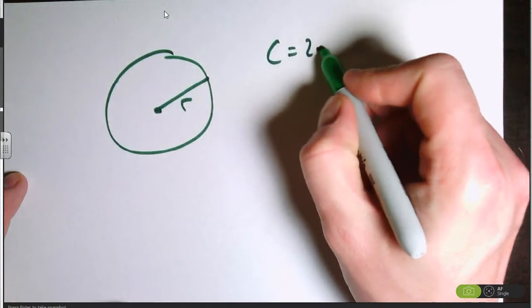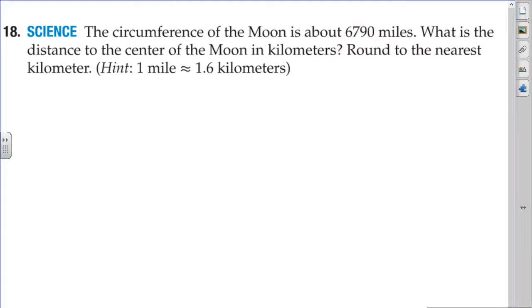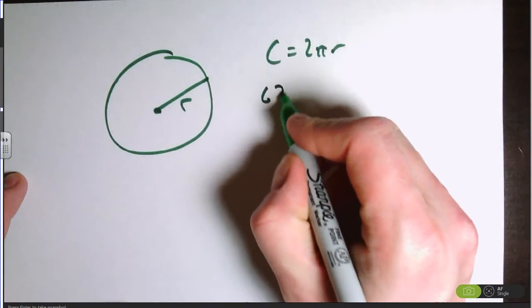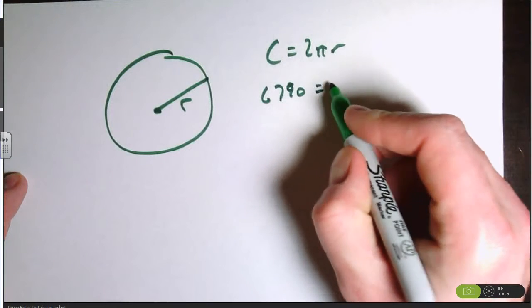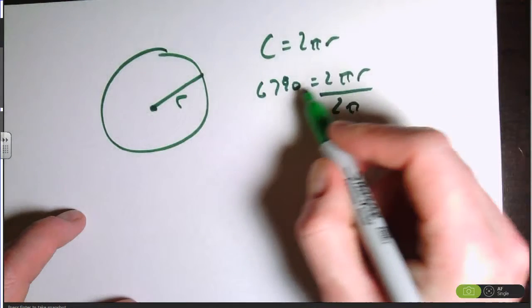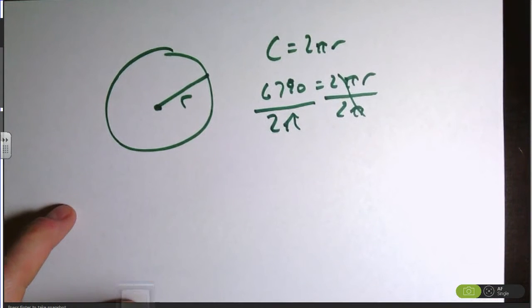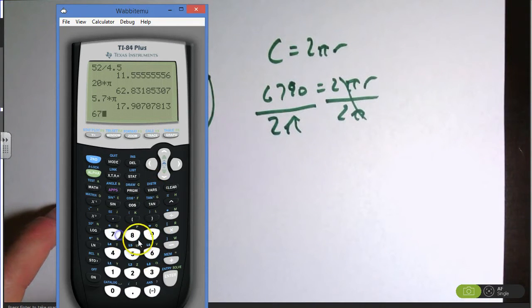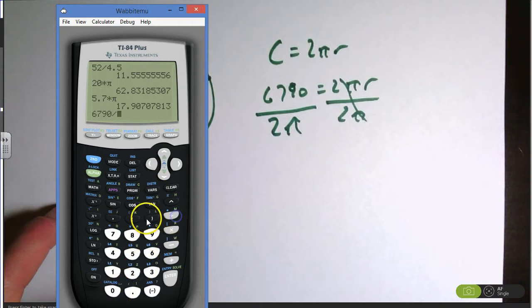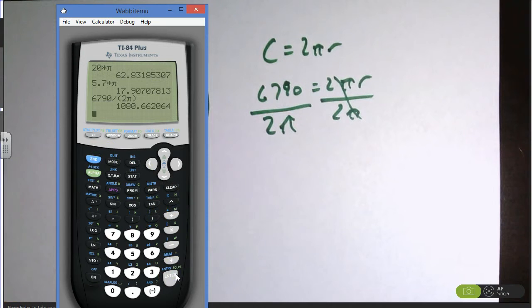So circumference is 2 pi r, and in our problem our circumference is 6,790 miles. Okay. So we want to divide by 2 pi to solve for r, which means we got to get our calculator out. Do 6,790 divided by, and then put parentheses in there, 2 pi. Whoops, wrong button. Which gives us 1080.66.